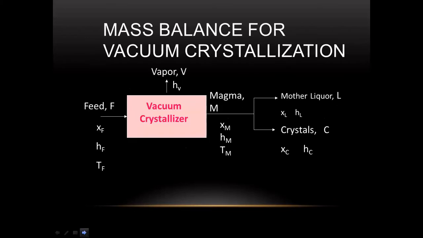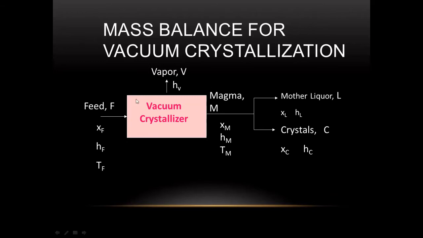Now, let's go to the proper way of illustrating a vacuum crystallizer, because this is the usual case in the industry, although there are still industries using the simple cooling process. Even the sugar centrals here are just using the simple cooling process. So we represent our feed as F. This is the solid content of our feed, XF. This is its enthalpy, and this is its temperature.